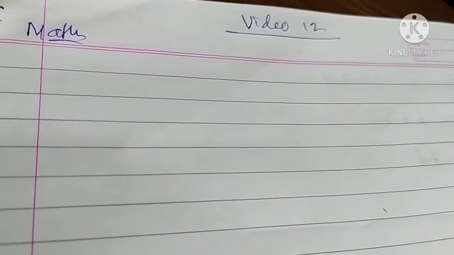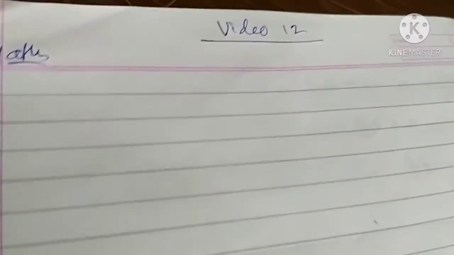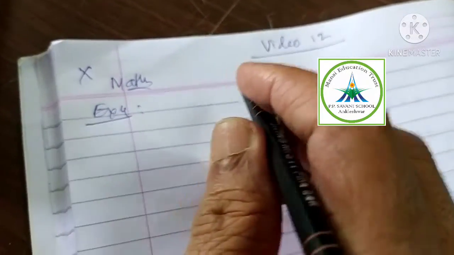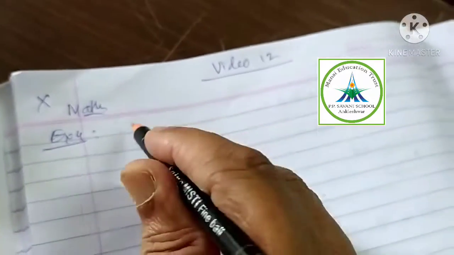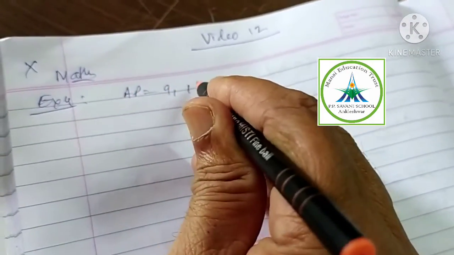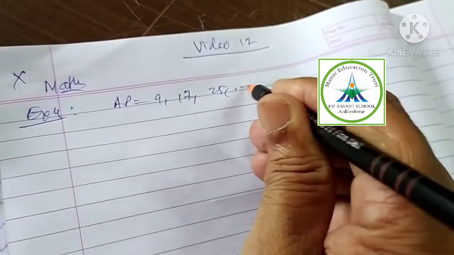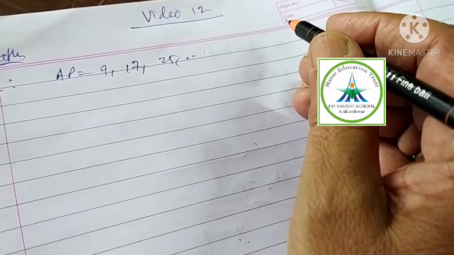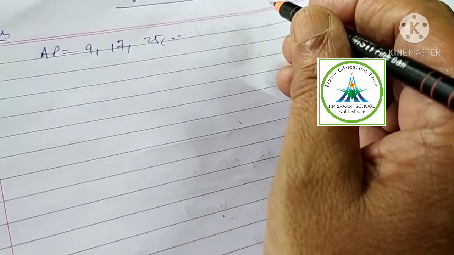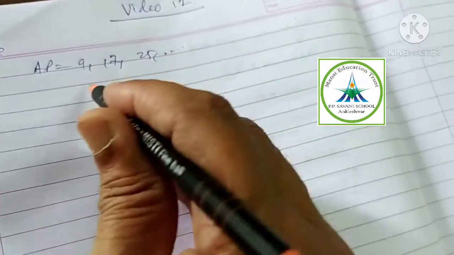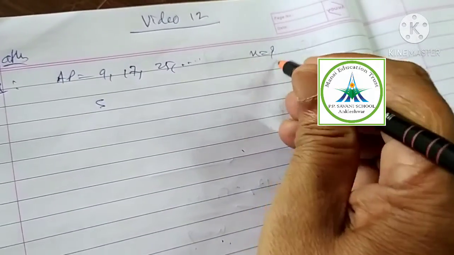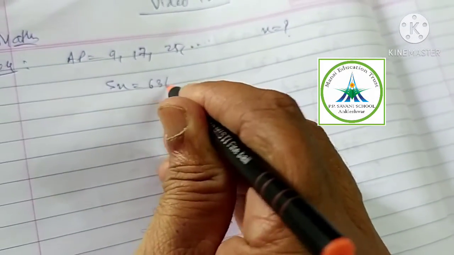Now we are continuing exercise 5.3, okay? Example 4 I am taking now. I am reading from the textbook. How many terms of the AP 9, 17, 25, ... must be taken to give a sum of 636? The sum is given to you. How many terms? Let us say n terms. We don't know. So Sn is given to you, 636.